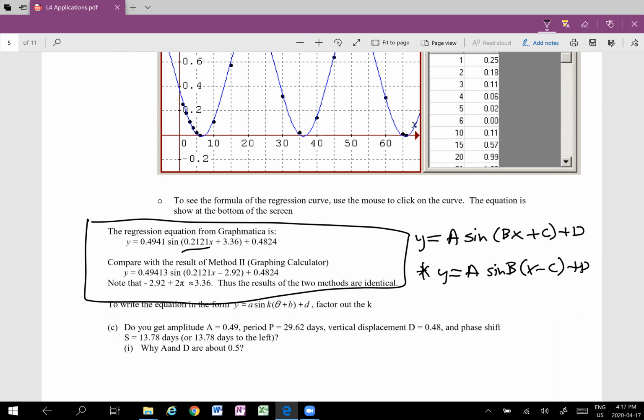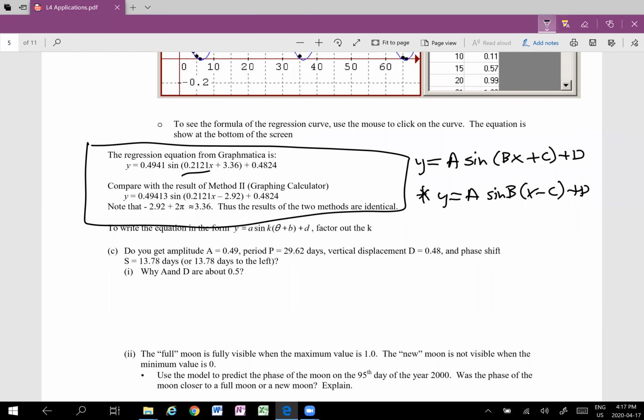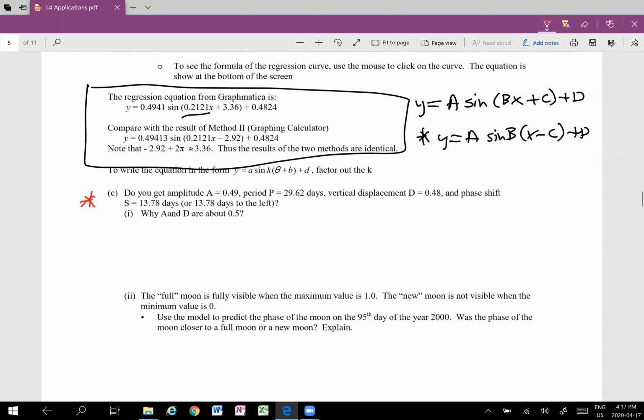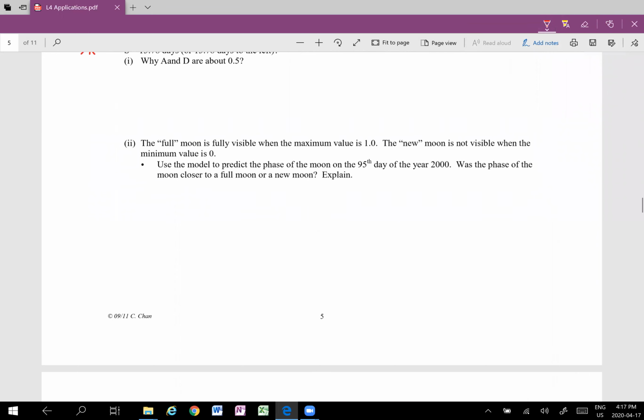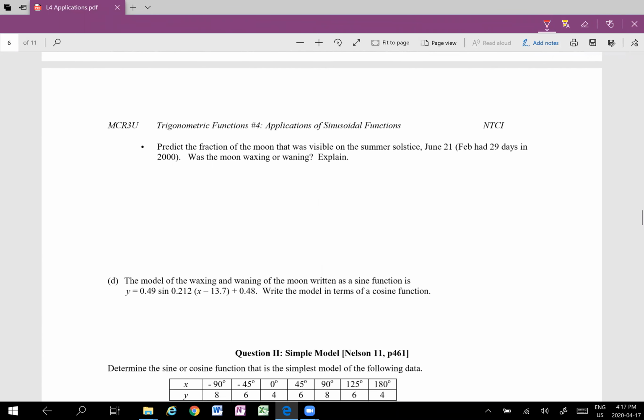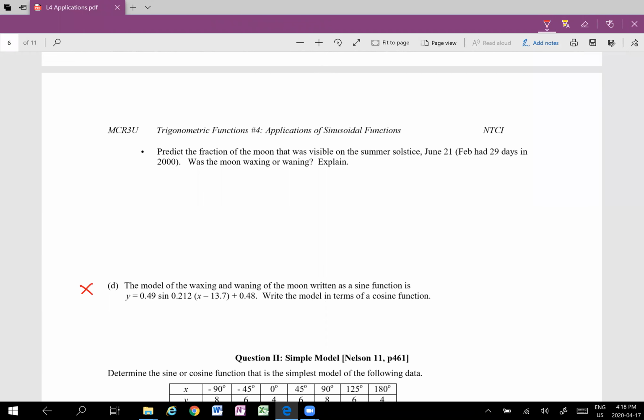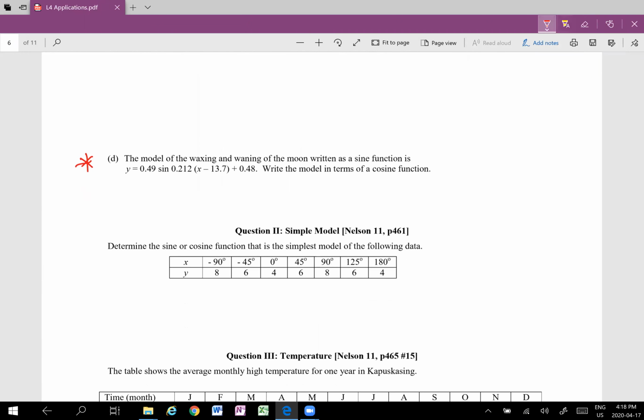The only thing I'm going to ask you to probably kind of just check on your own and explore yourself is this question C. See if you could actually answer it. And as well, maybe doing this question D. That's all you really have to do. Let's move on to question 2, though.